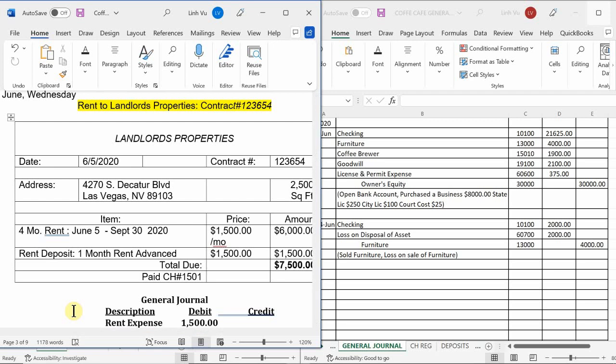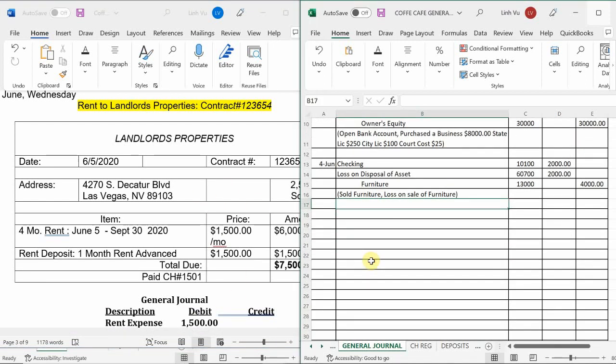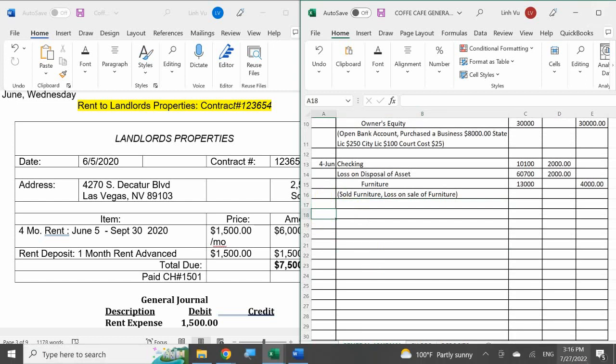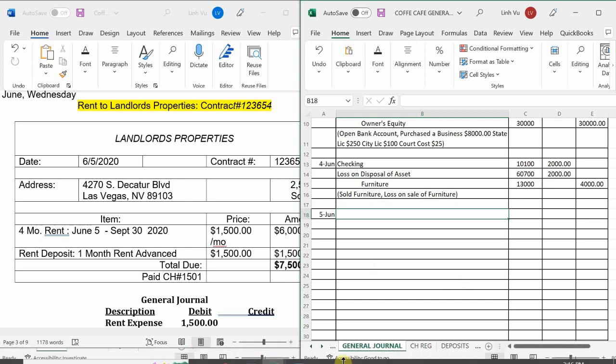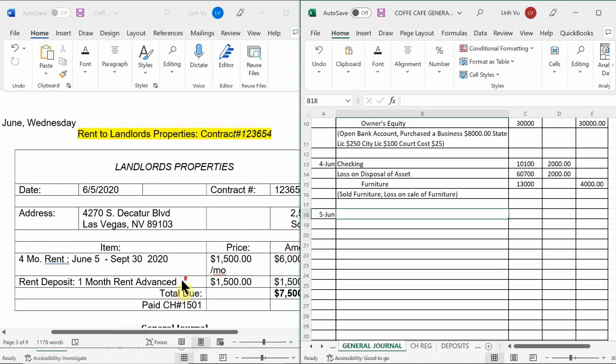So now that we have this proof of a transaction, do we need to journalize it? Yes or no? Yes, because you paid money on it. Correct. Okay, let's go ahead and verify. How did you pay? It says you paid with a check. Yes, it is. Check number 1501.